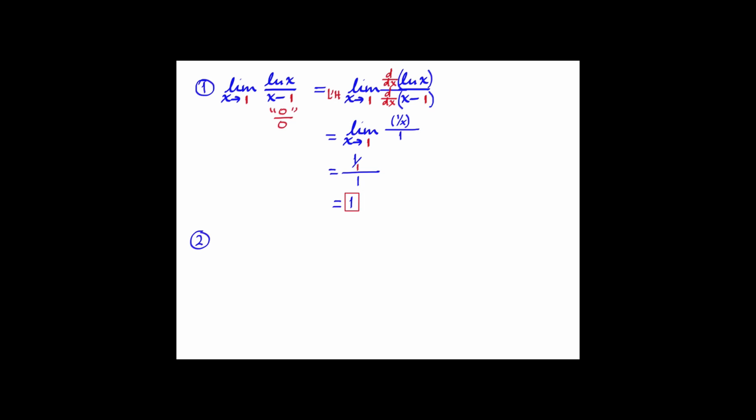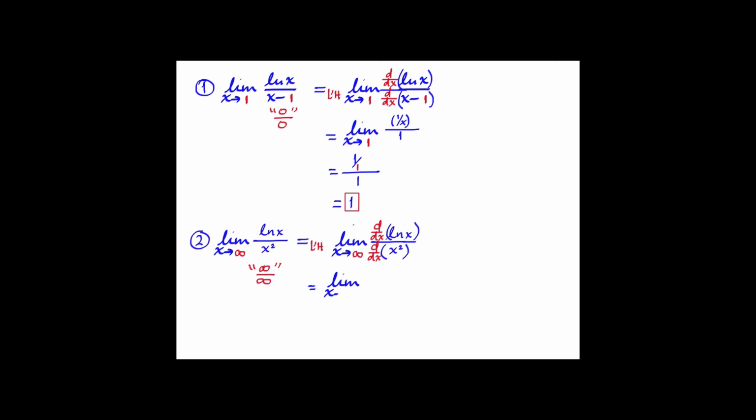All right, let's look at the second one. We're looking at the limit as x approaches infinity of natural log of x over x squared. First, we note what indeterminate type we have. We have an infinity over infinity type. So we're going to use L'Hopital's rule, and this limit is equal to the limit as x approaches infinity of the derivative of natural log of x over the derivative of x squared.